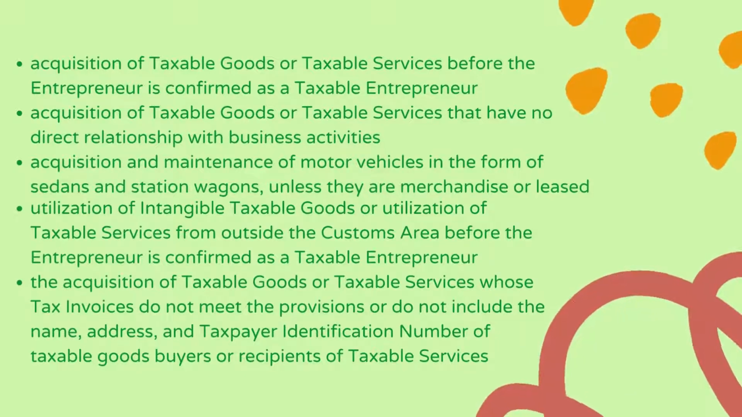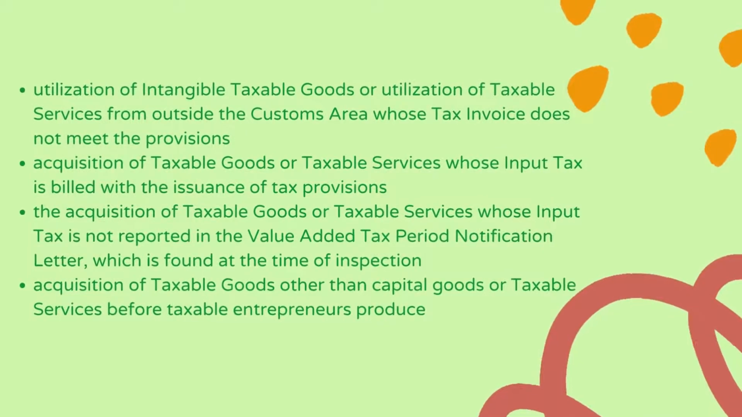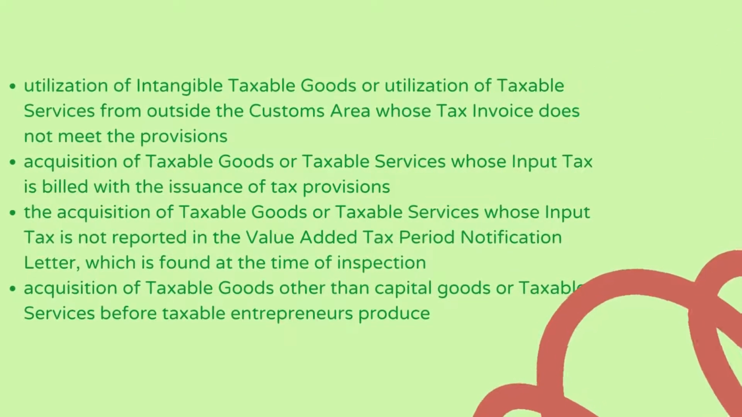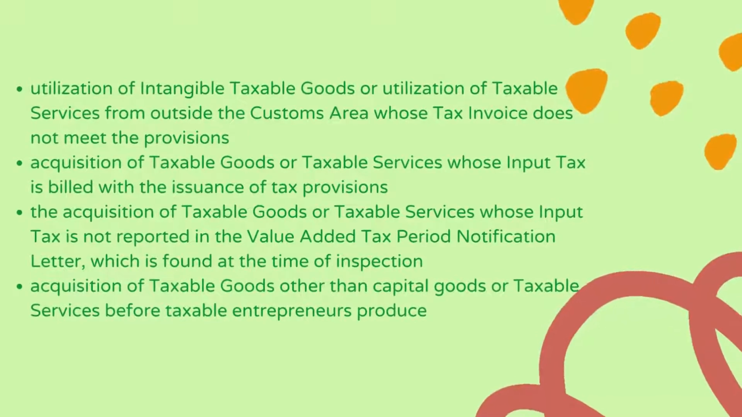Fifth, the acquisition of taxable goods or taxable services whose tax invoice does not meet the provisions or does not include the name, address, and taxpayer identification number of the taxable goods buyers or recipients of taxable services. 6. Utilization of intangible taxable goods or utilization of taxable services from outside the customs area whose tax invoice does not meet the provisions. 7.